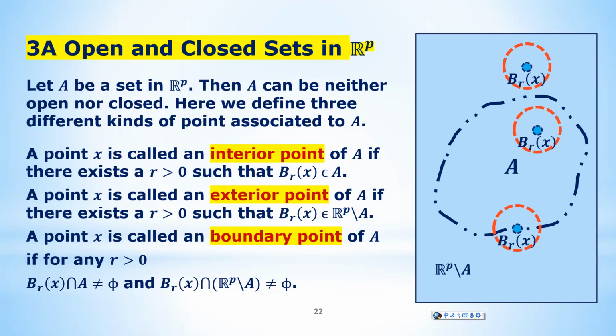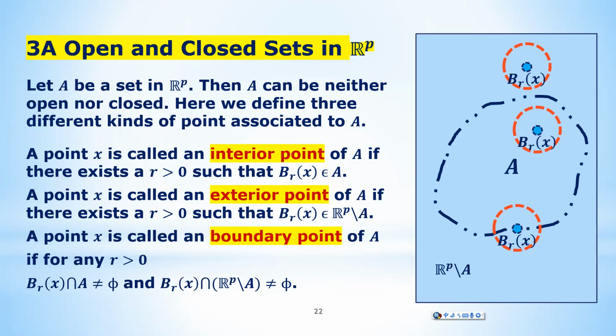Okay, so that's a definition for boundary point. So that's why you can see a boundary point is more complicated. Both conditions are important. I mean, B_R intersect with A non-empty. This means that the ball B_R must contain some point inside A.